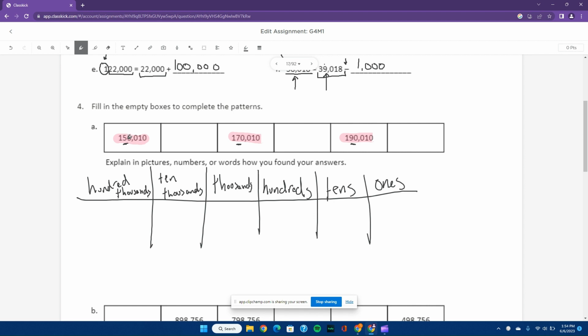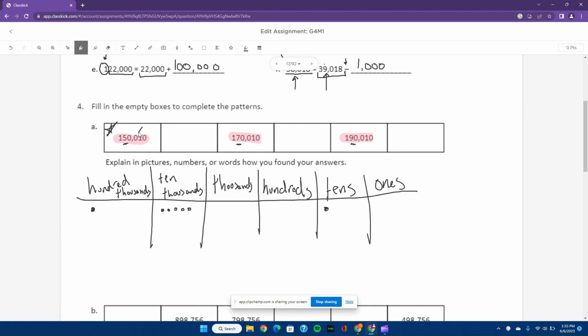So to get from 150,000 to 170,000, my 10,000s place is just being bumped up by 1. If I were to show this in a place value chart, I would have 1 in the 100,000s. I'm going to start with this number by putting it into my place value chart: 5 in the 10,000s, no thousands, no hundreds, a 10, and no ones.